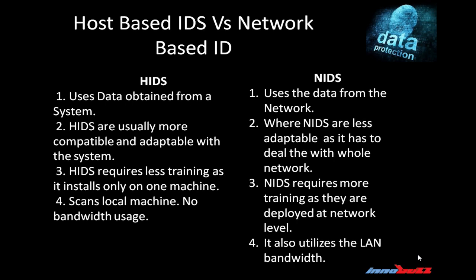So what is the difference between host-based IDS and network-based IDS? HIDS uses data obtained from a system and NIDS uses data obtained from the network. HIDS is usually more compatible and adaptable with the system, whereas NIDS is less adaptable as it has to deal with the entire network. HIDS requires less training as it is installed only on one machine, whereas NIDS requires more training as it is deployed at network level. HIDS scans the local machine, and in this scan no bandwidth is used, but NIDS utilizes the LAN bandwidth.